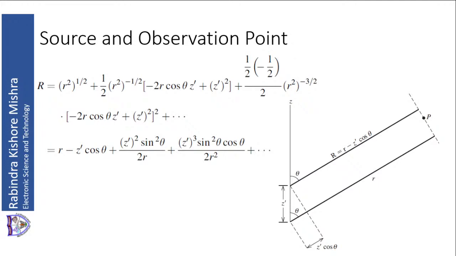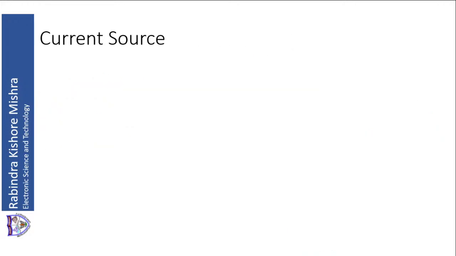Okay. Also for this type of distribution or orientation of a field, we will get orientation of a source, we will get what is capital R in this form. Now let us come to the current source.